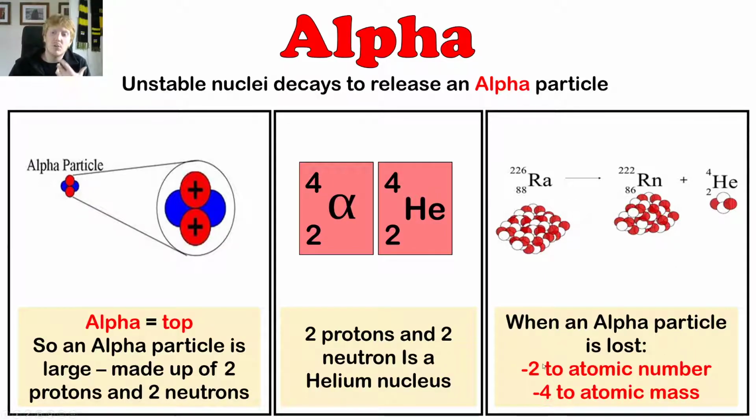And so you lose 2 from atomic number and 4 from atomic mass, as you can see in these equations here. As a tip, if you get an equation like this, make sure the right adds up to the left. So 226 is 222 plus 4, and 88 is 86 plus 2. You can use that as a bit of a cheat.